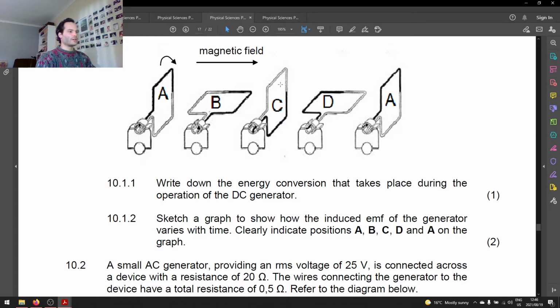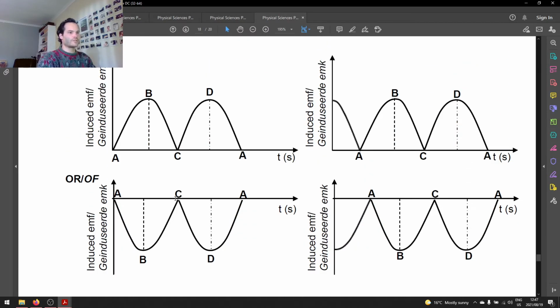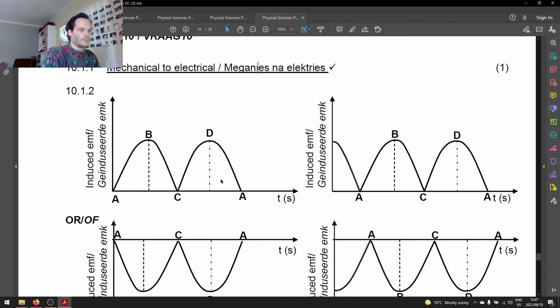Then I've got the coil in a vertical position again, so EMF is going to be 0. At D, we're at a 90 perpendicular again. At A, I've got it in the vertical direction as well. So we can see here, ignore all the other graphs. We're just looking at this first one. That's the most correct one.